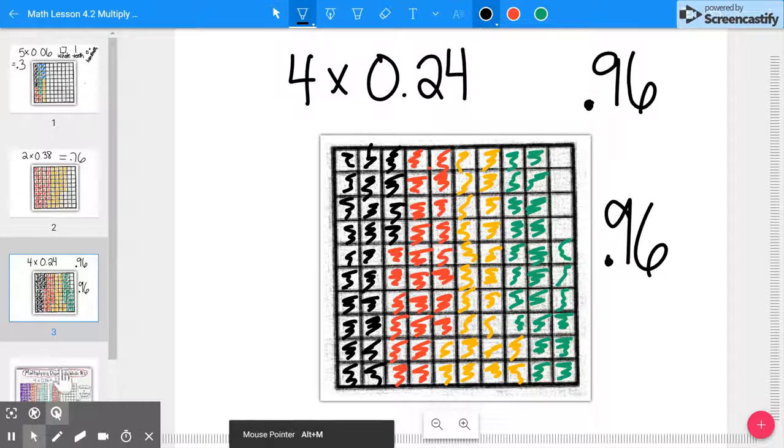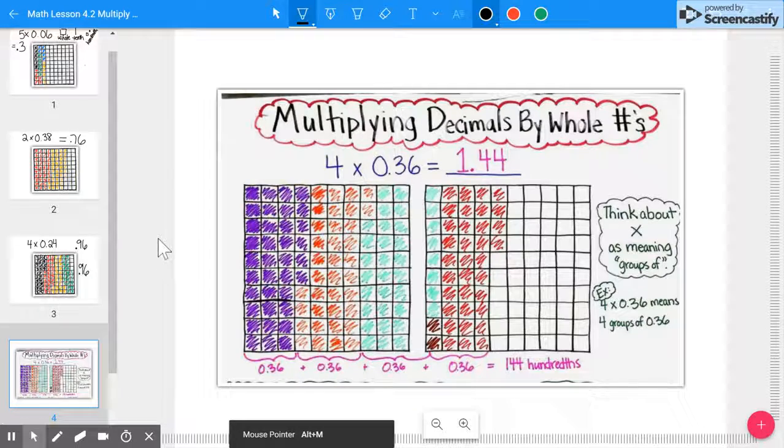So I found 2 charts that I wanted to share with you. The first one is just another example of a problem. It's asking you 4 times 36 hundredths. And this time when they did it, they needed 4 groups of 36 hundredths, and that actually went into another flat. So sometimes you'll need to use another whole flat. And when you fill up one whole flat, we know that equals 1 whole.